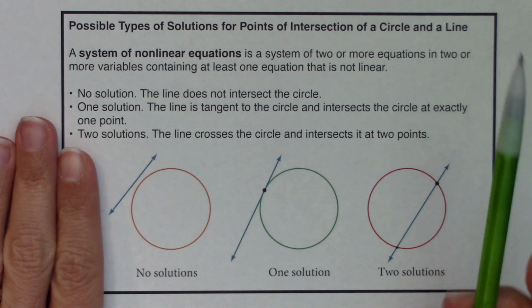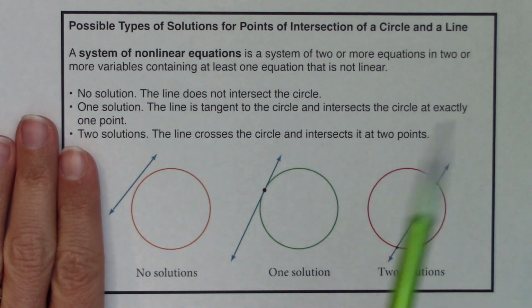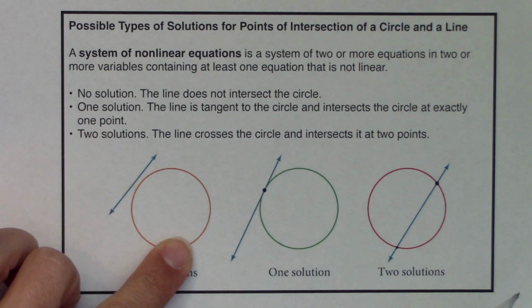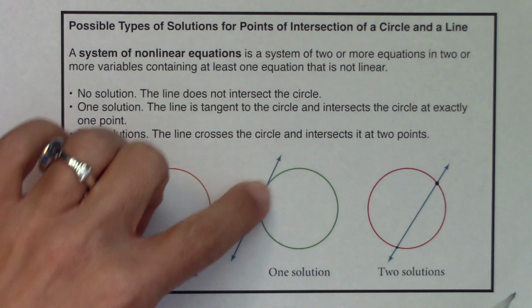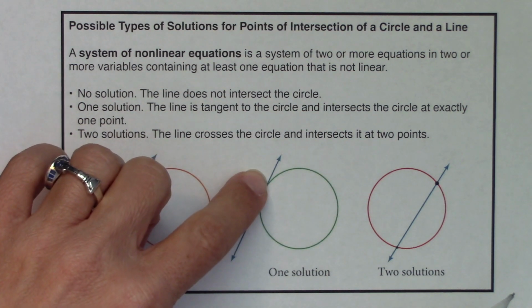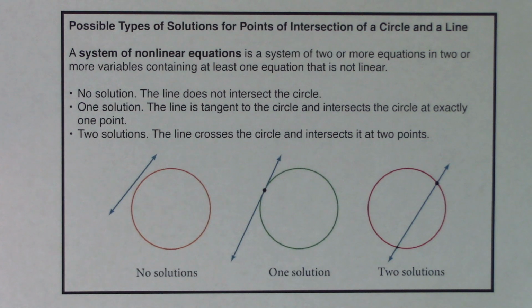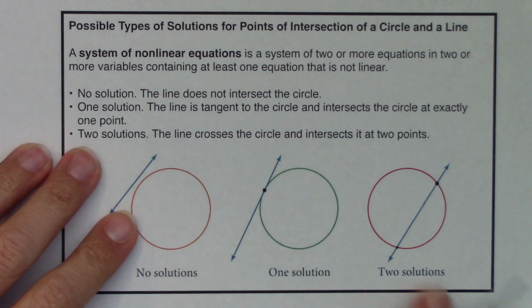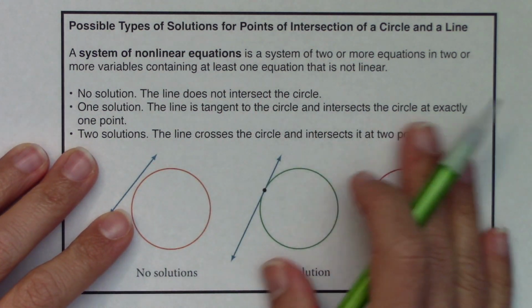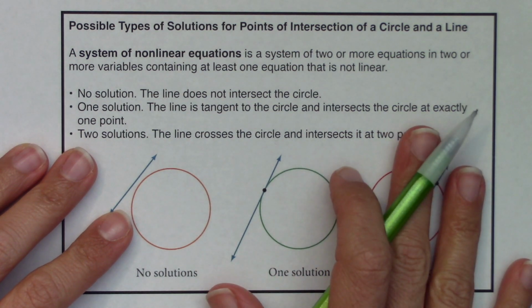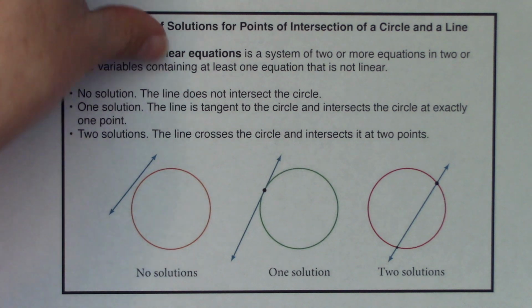All right, and much like the parabola and line, you can have no solutions if the line doesn't intersect the circle. You can have exactly one solution if the line is tangent to a point on the circle, or you could have two solutions where the line intersects the circle twice. So we're going to use the same thing, we're going to go through the same mechanics. We're going to use substitution. We're just going to have different looking equations.